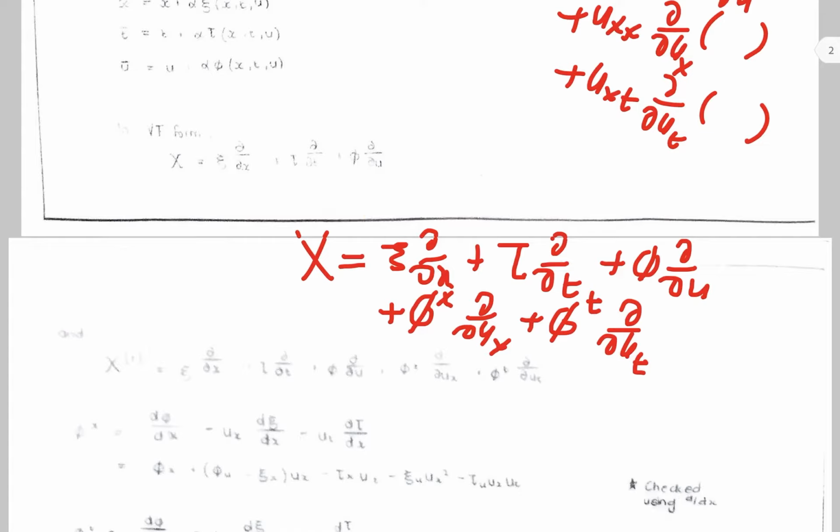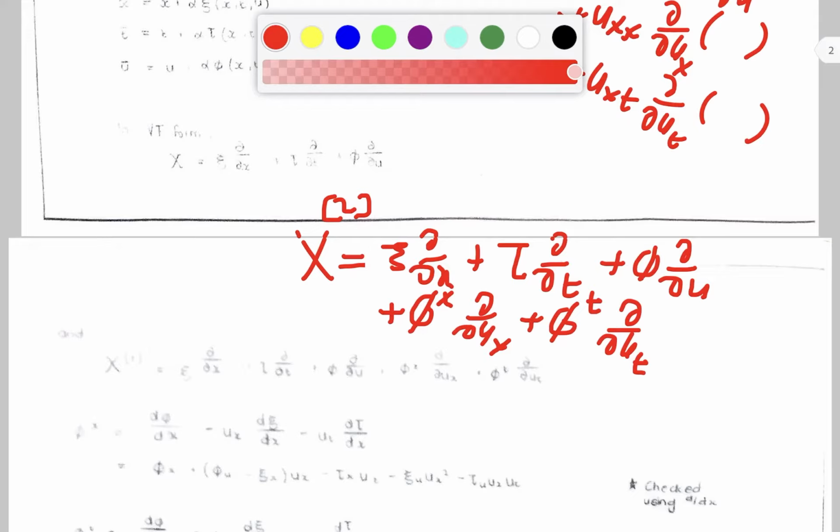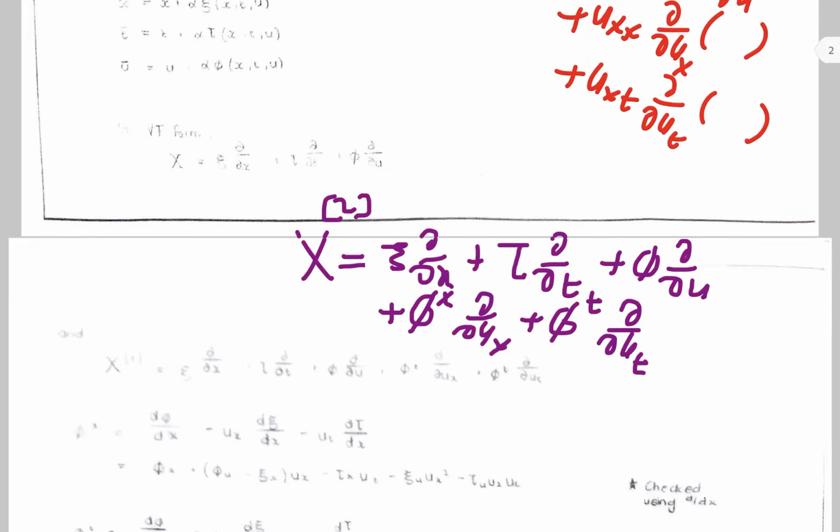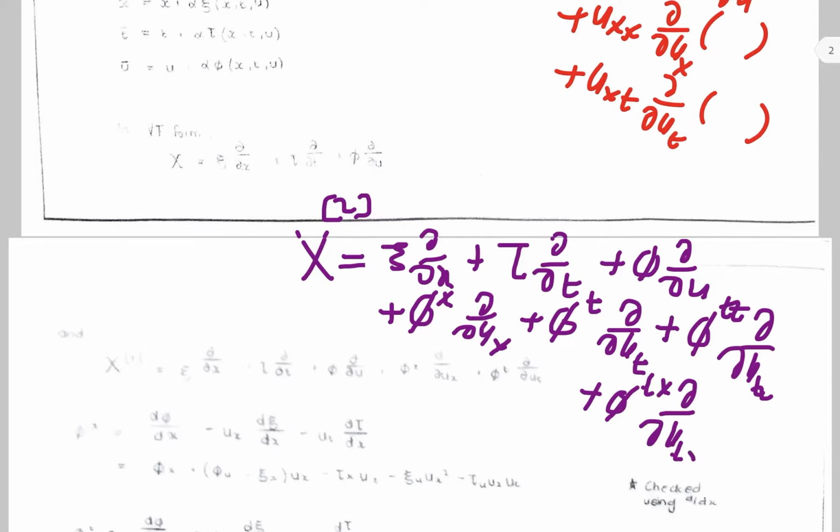Meaning, if I were to replace that with a second prolongation, then I would need to include, let's put that in a slightly different color, phi^tt d/du_tt plus phi^tx d/du_xt, or tx, and then plus phi^xx d/du_xx. So this is your one parameter Lie group of transformations, including the derivative terms.